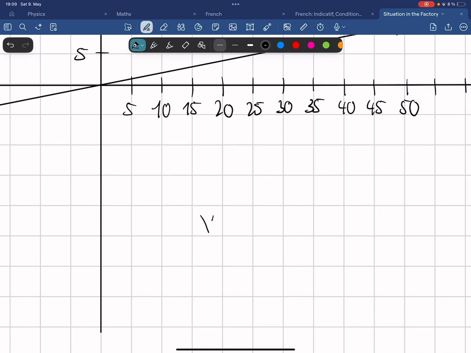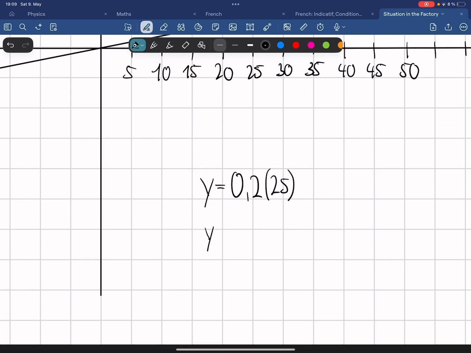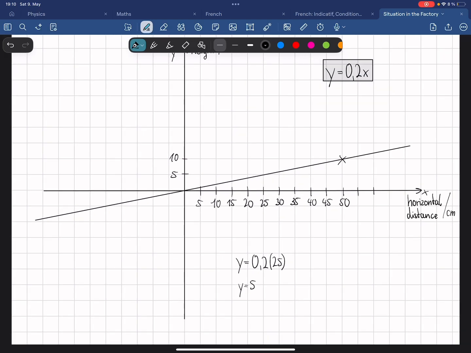So we're going to write y equals 0.2 times, or as I like to do it in brackets, times 25. And now you can either type that into a calculator or just quickly do it in your head. But it's basically 1/5 of 25. And 1/5 means you need 5 times of that. So 5 times 5 is 25. And therefore, y equals 5. So as it turns out, we do have the correct linear function.